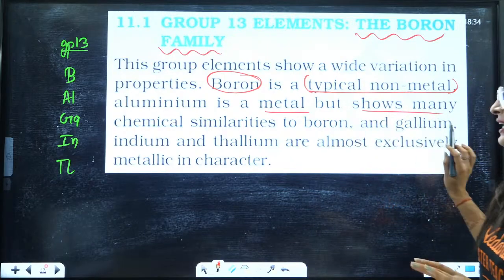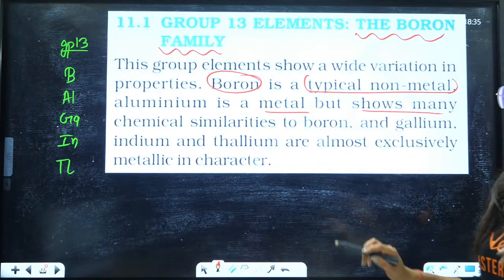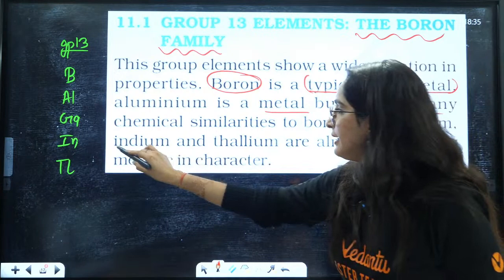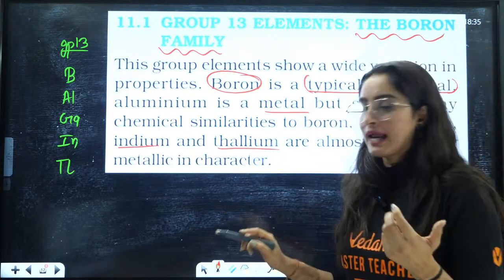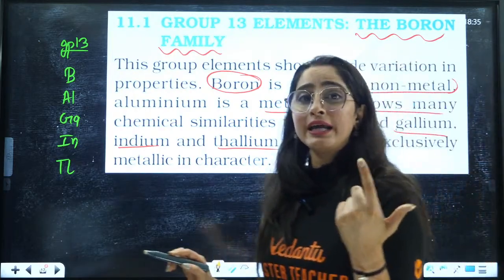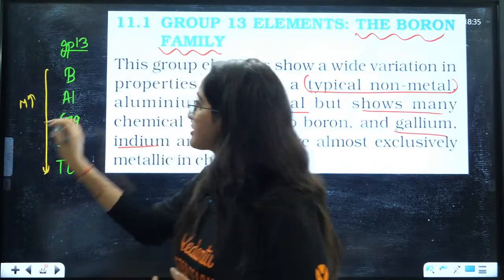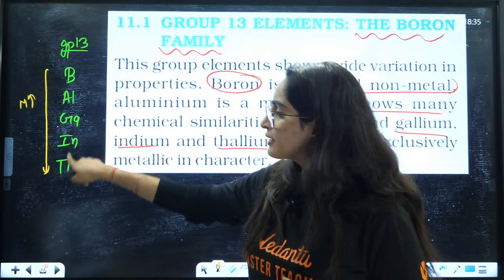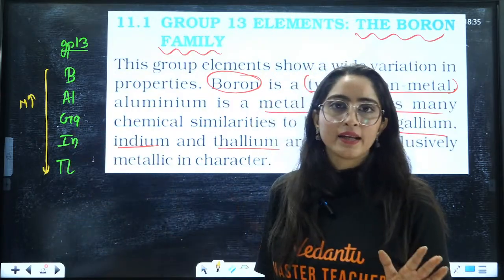Gallium, indium and thallium are almost exclusively metallic in nature, because we know that down the group, metallic character will increase. That means if boron is non-metallic, and the metallic character is increasing down the group, all these are basically metals, and highly metallic in nature.